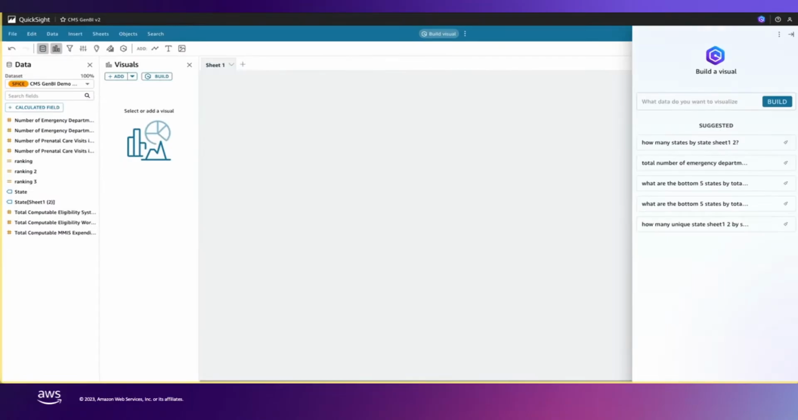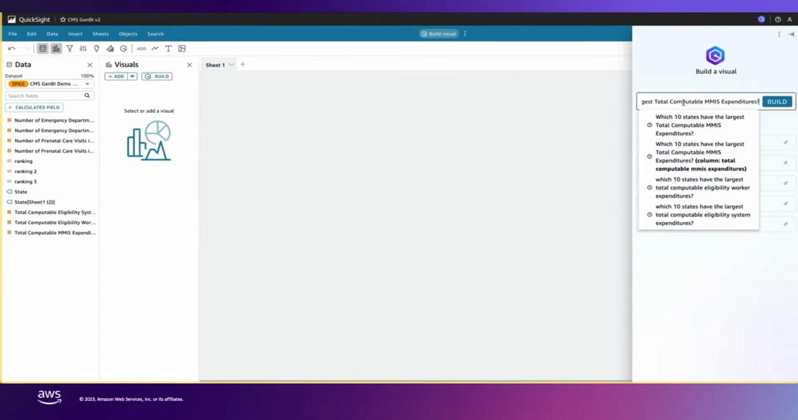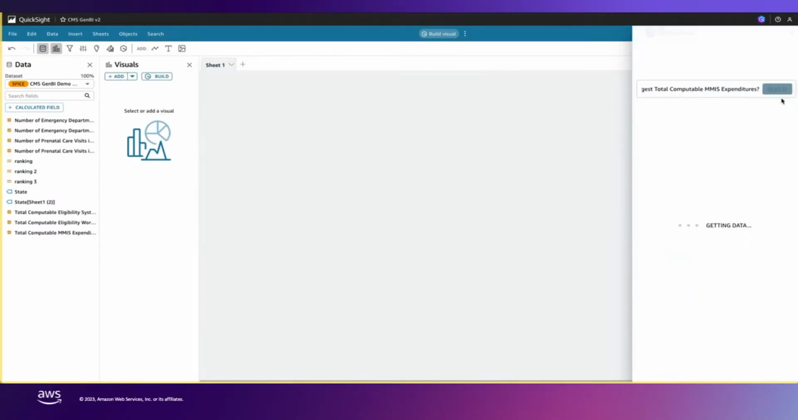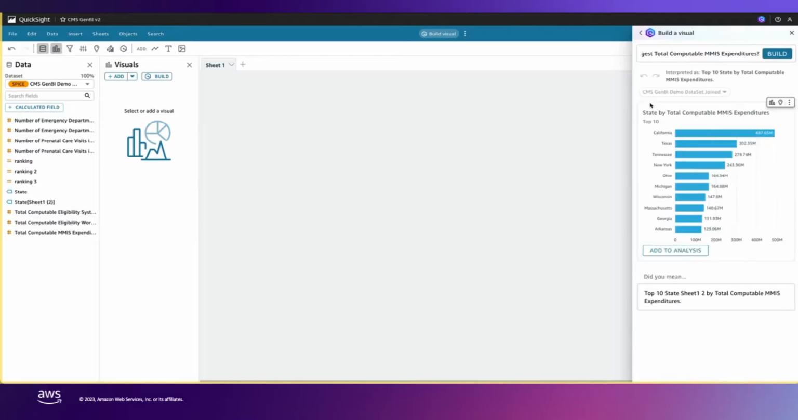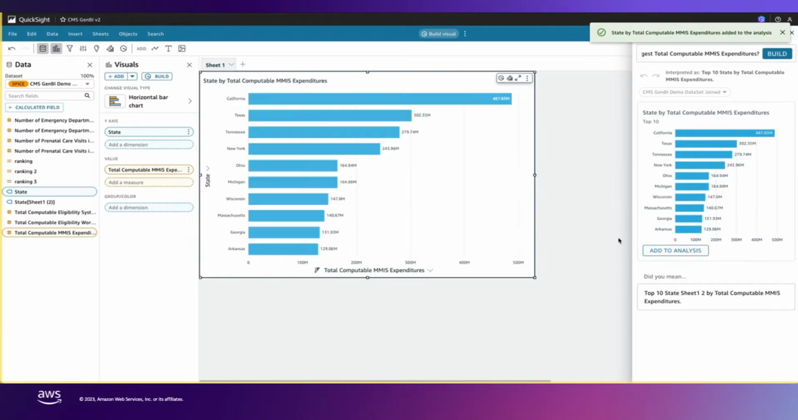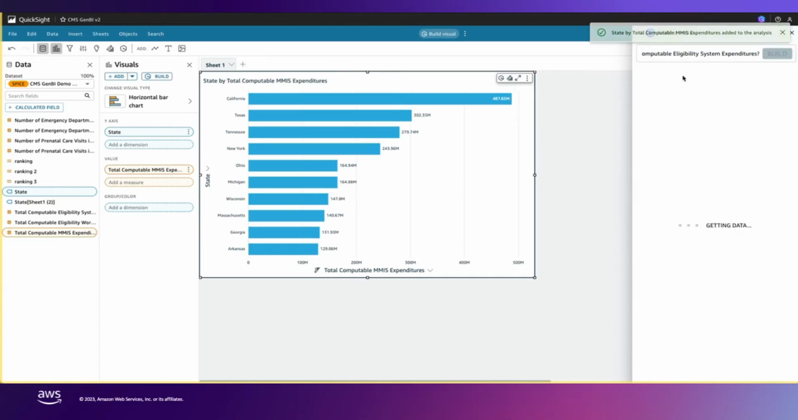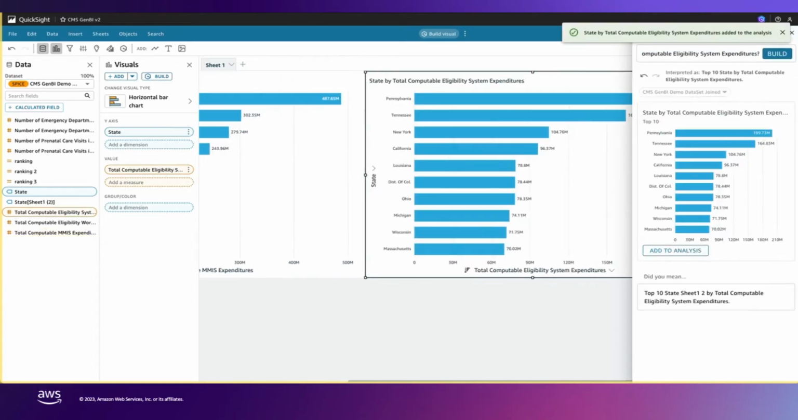So the first question I'm going to ask: which 10 states have the largest total computable MMIS expenditure? Identifying the states that have a lot of expense on the MMIS side, and I'm going to add that to the analysis. I'm going to ask, what are the 10 states that have the largest total computable eligibility system expense? And I'm going to add that to our analysis.